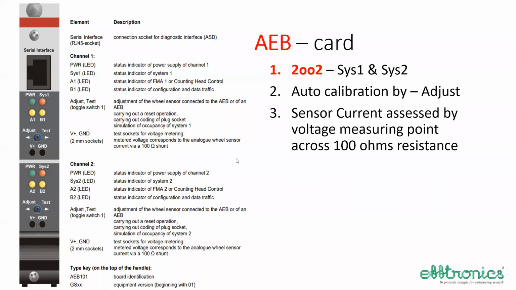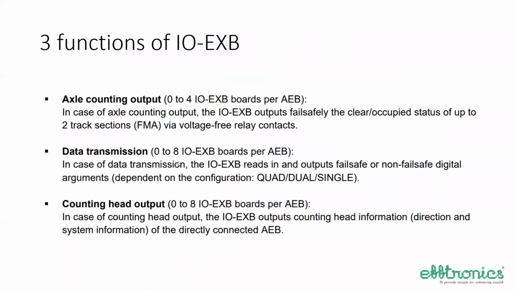Yeah. So we have just been discussing the Frauscher axle counter. There are three functions by the IO EXP board. That is axle counting output it gives, and data transmission and counting head output. Counting head output is about the direction of travel.